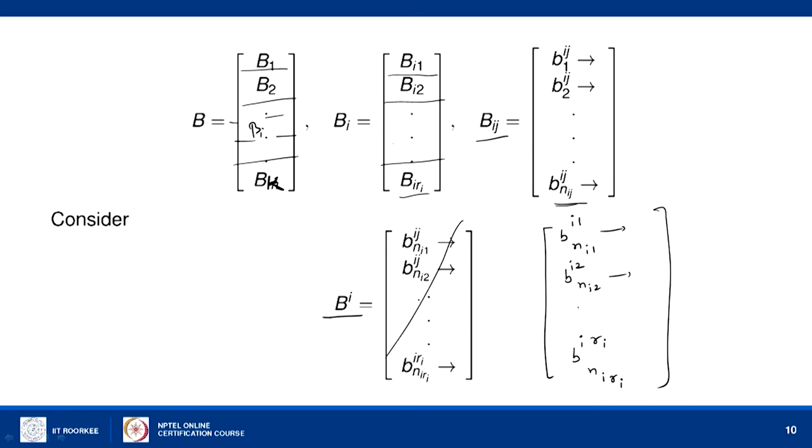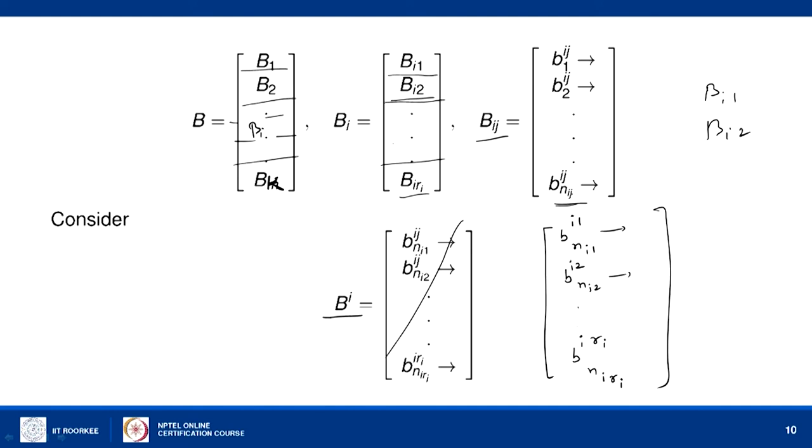From the matrix Bi1, the last row of Bi1 is given by Ni1, that is, the last row like this. And when we take the second block Bi2 here, its last row is given by Ni2, this one.